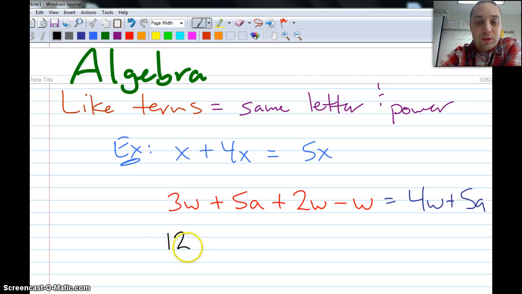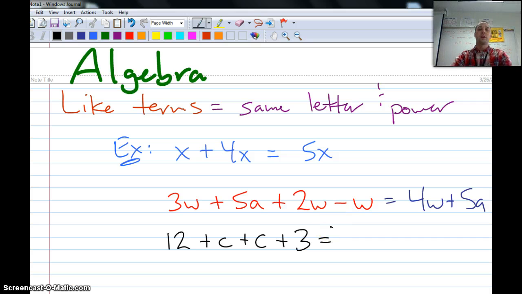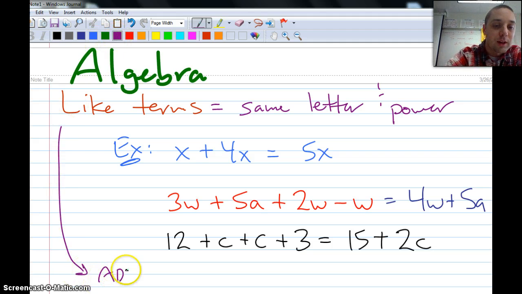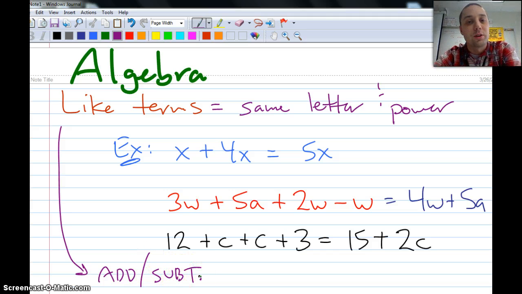Last one, what if we got numbers in there? So what if I got 12 plus c plus 3? You have to look at this and go, okay, like terms are the two letters, but the numbers are also like terms with each other. Even though it's not a variable, you can still combine 12 and 3. 12 plus 3 is 15. We got c plus c, that's 2c. So 15 plus 2c. So with like terms, remember, like terms can be added and subtracted. You can multiply whatever you want to, you can divide whatever you want to, but the like terms are the only ones that can be added and subtracted.